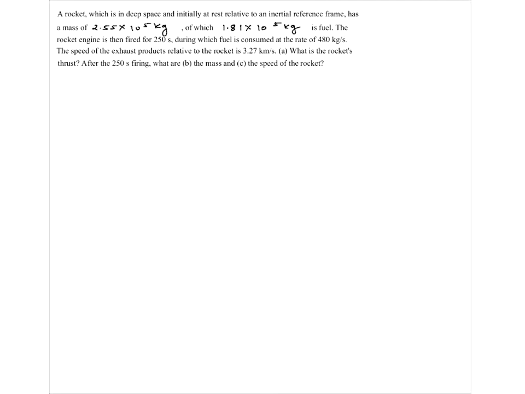Again, think about these numbers. 2.55 versus 1.8. Again, you find that more mass is that of fuel, more in comparison to the material of the rocket.